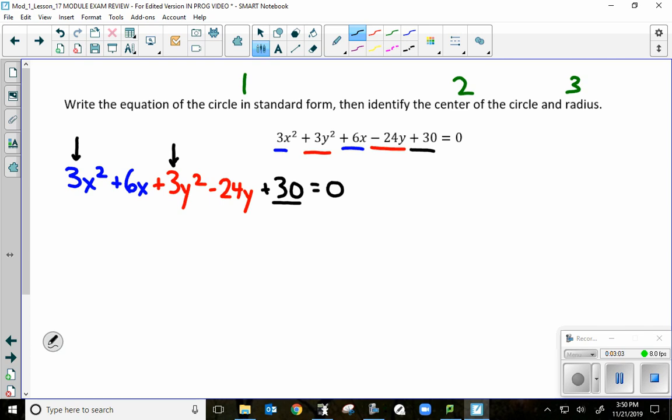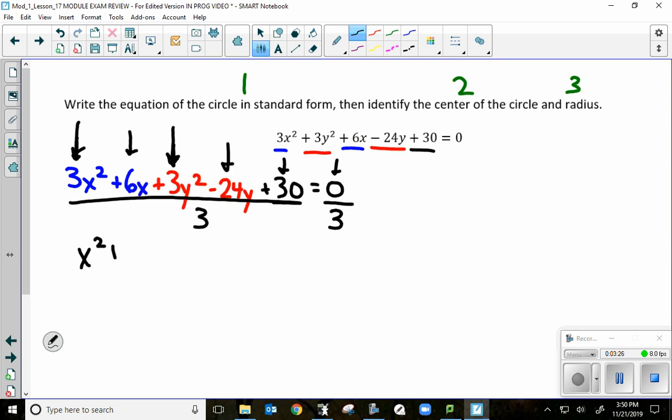First, let's divide everything on the left by 3. And in order to keep my equation balanced, I want to divide everything on the right by 3. So 3x squared divided by 3 is x squared. 6x divided by 3 would be plus 2x, plus y squared minus 8y plus 10 equals 0 divided by 3, which is still 0. Step 1: I now have a 1 in front of my x squared and my y squared, which is going to make this process easy.